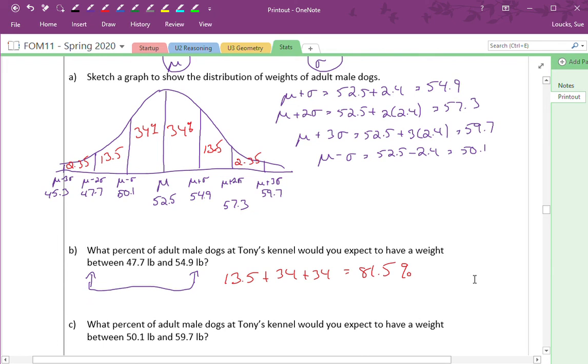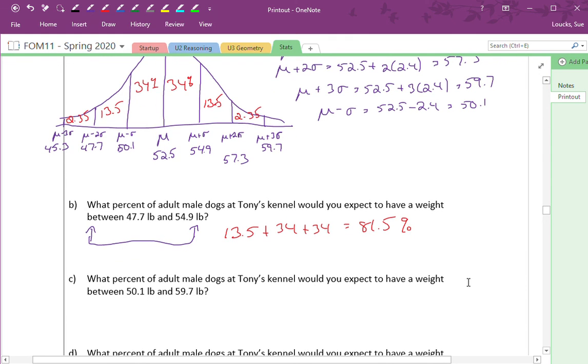Okay, what percent of adult male dogs would you expect to weigh between 50.1 pounds and 59.7 pounds? Well, we're just going to do the same thing.